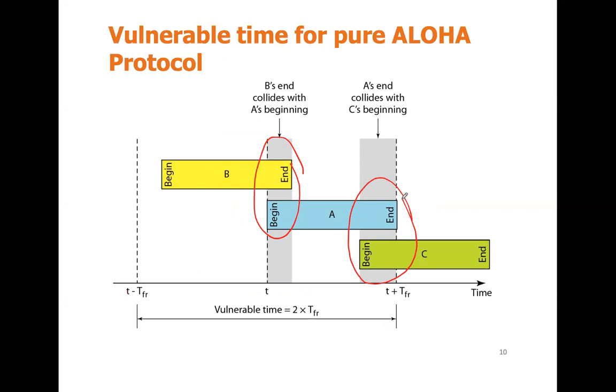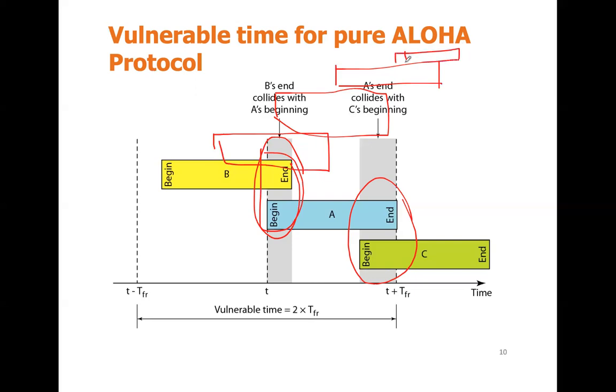So, what is the vulnerable time in the case of Aloha? Suppose frame B is colliding with frame A. It will collide with frame A at this current position. Suppose the same frame is over here, even then there will be a collision. Suppose the frame is here, even then there will be a collision with frame A. Suppose it travels out of frame A, that is in this position, even then there will be a collision. And suppose it starts over here, even then there will be a collision.